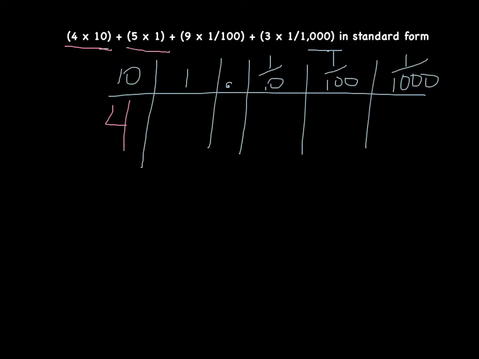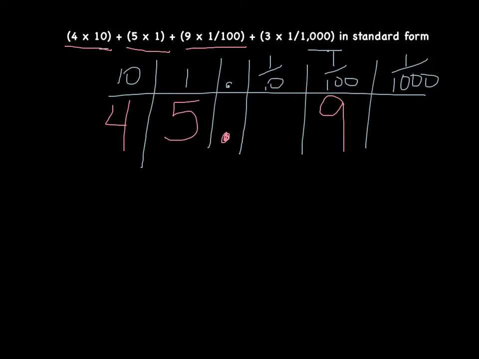The next expression is 5 groups of 1. That 1 tells me that we have 5 in the ones place. I get to keep my decimal because I see my next expression is 9 groups of 1/100th. So look at that place value chart. Where is my 9 going to land? It's not 9 groups of tenths. It's 9 groups of hundredths. So it's going to land in the hundredths place.